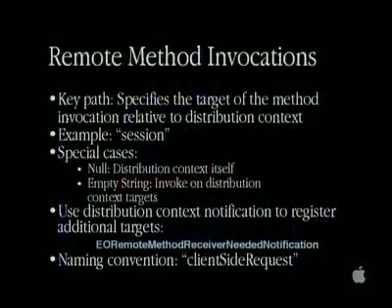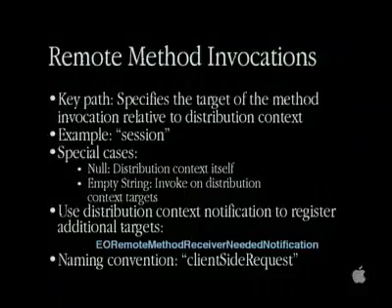So let's talk about how the object on the server side is identified. The argument to these methods that identifies the server-side object is the key path. And it's a key path that's evaluated relative to the distribution context. A typical example is session. So basically, you will specify a key path starting with the distribution context on the server side, a key path that goes to the target object on which you want to invoke your remote method.